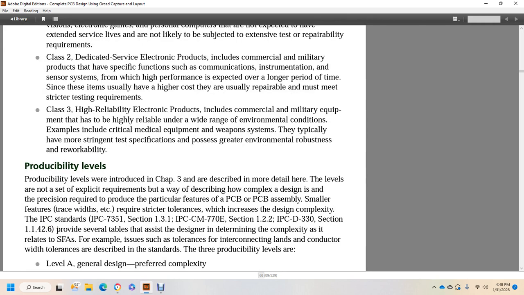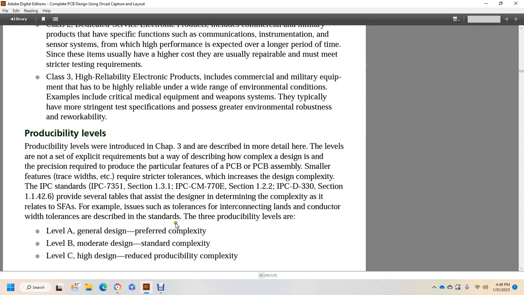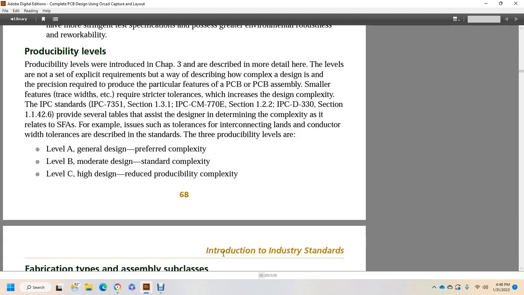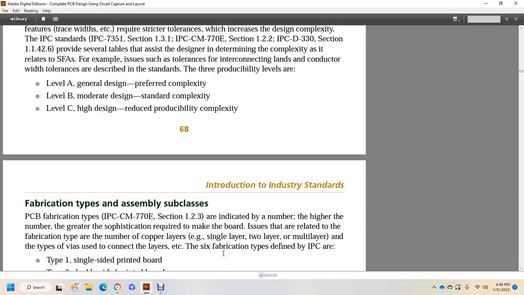For example, the tolerancing of connecting lands over the conductor, with the tolerances described in the standards for the three producibility levels, are: level A, general design, preferred complexity; level B, moderate design, standard complexity; and level C, higher design producibility complexity.